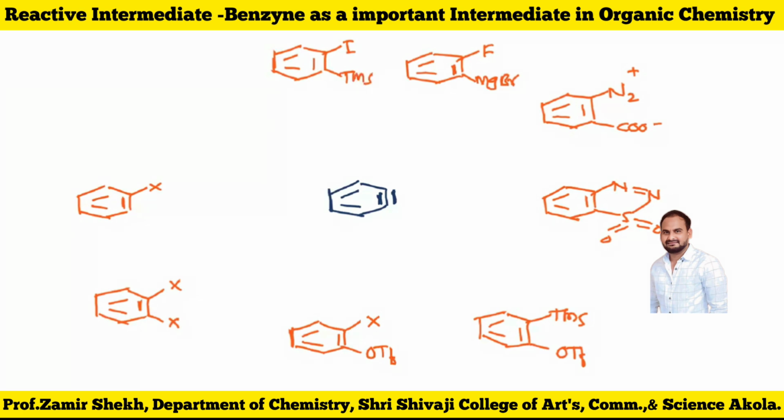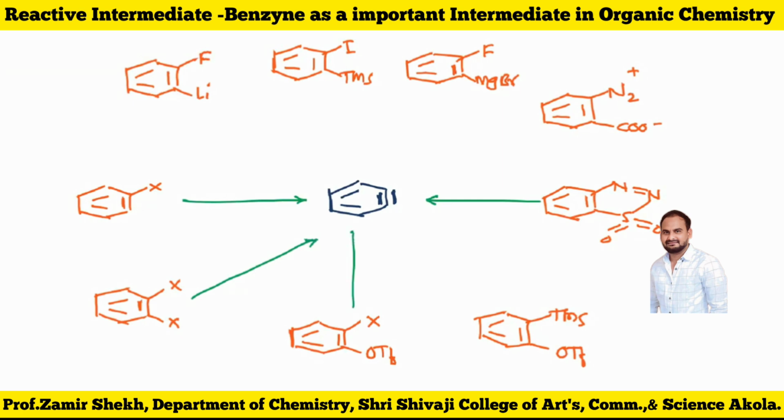If you look at these reactions, you will find that in various reactions benzyne is prepared by the removal of two ortho substituents. This is fluorine and lithium. Now, if you look at this reaction, you will find just the removal of two ortho substituents. So write down the reagents required for the synthesis of benzyne.